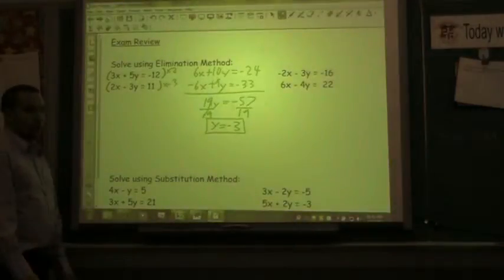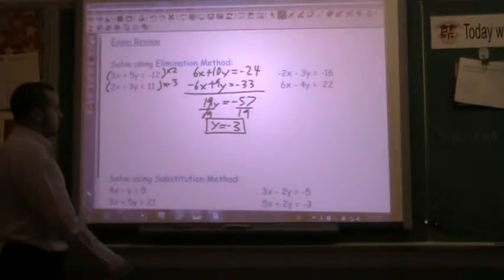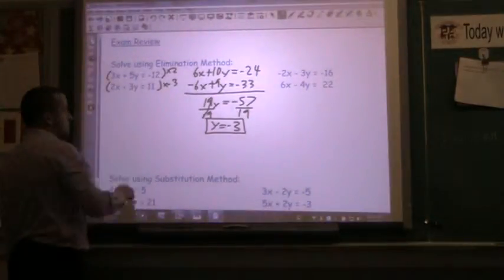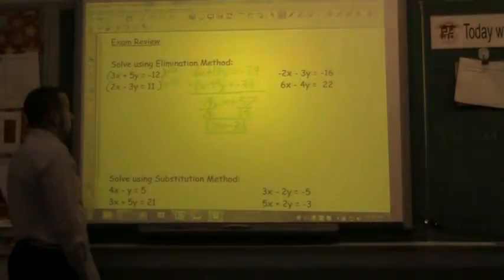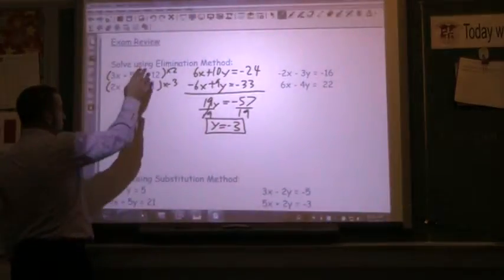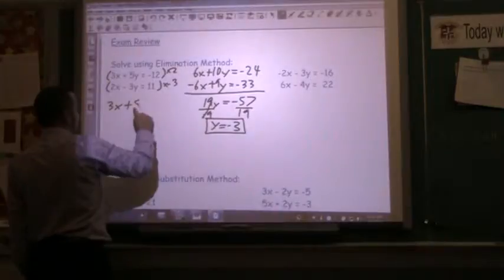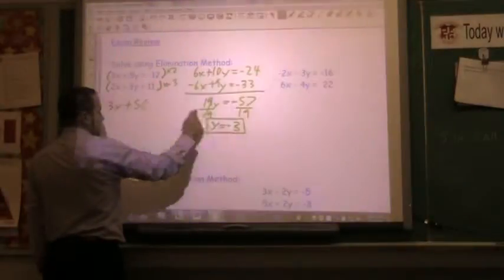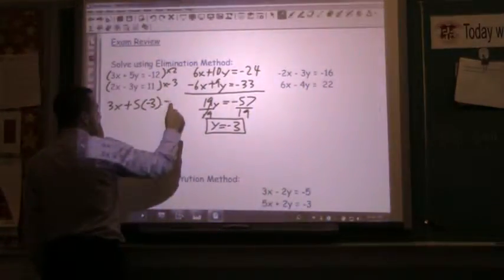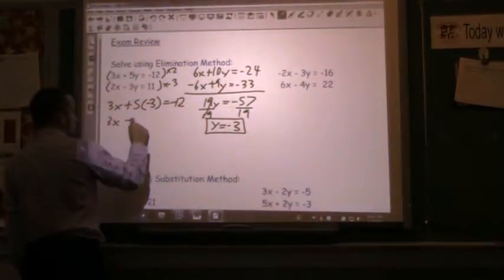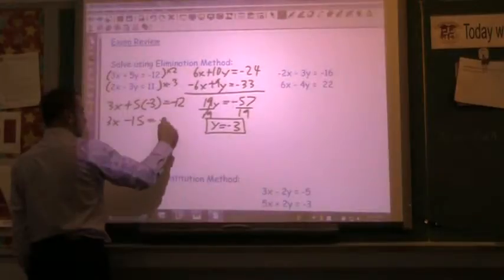So now all I have to do to finish this is get the x value. So we're going to take negative 3 and plug it in for y in either one of these equations. It does not matter which one. So I'll pick the top one. Again, it doesn't really matter. I have 3x plus 5, and where I see the y, I'm going to substitute in negative 3. So I get 3x subtract 15 equals negative 12.